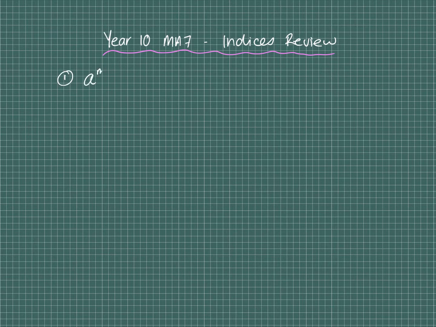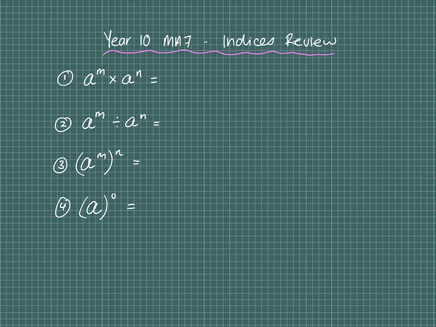Okay, the first one is a to the m times a to the n. The second law is a to the m divided by a to the n. The third law is going to be a to the m, to the power of n, and the fourth law is a to the power of 0. So these are the 4 laws that you have done since year 8, but you might have forgotten them.